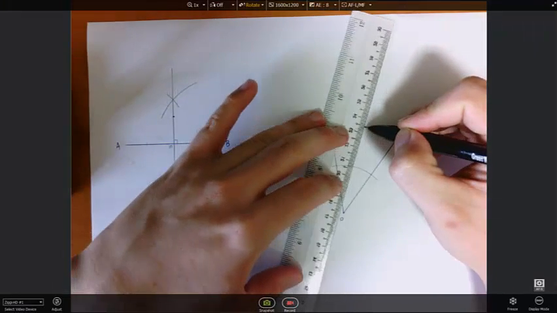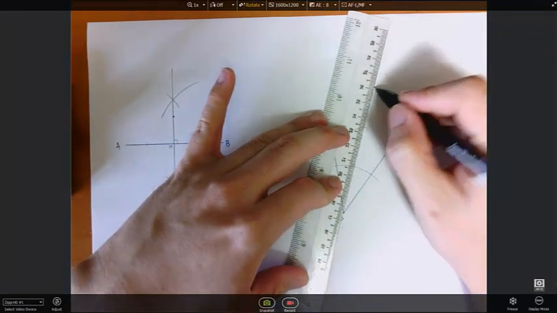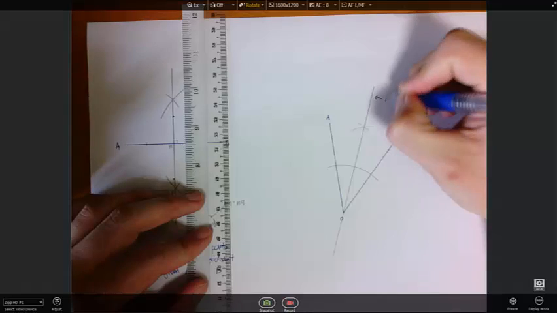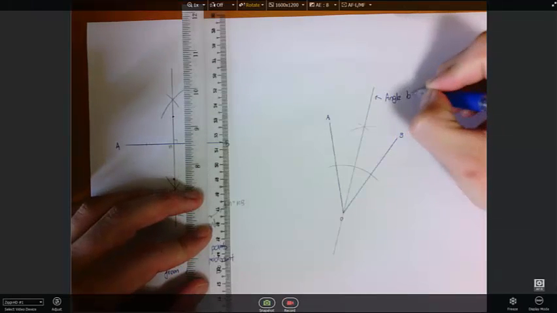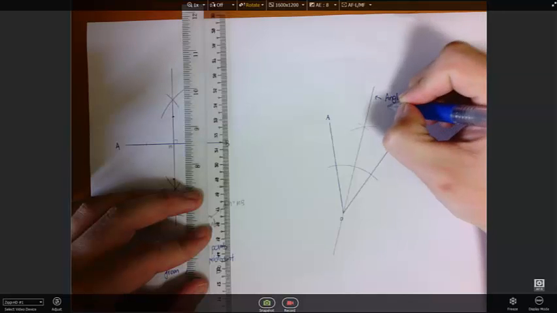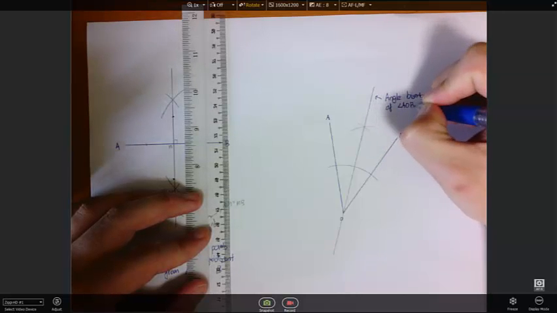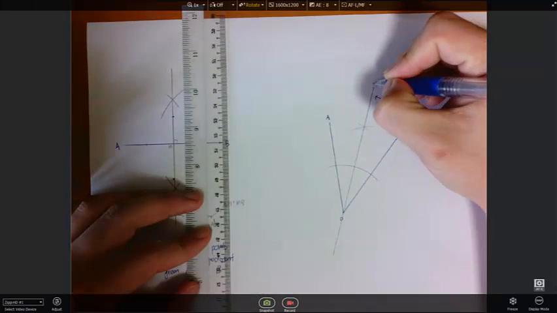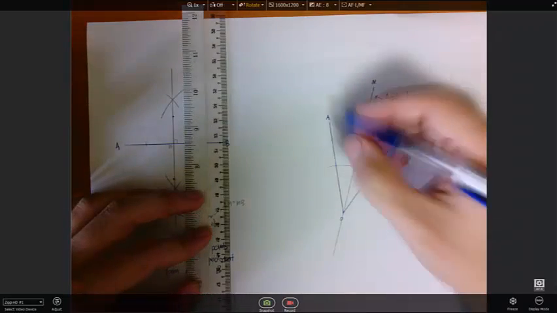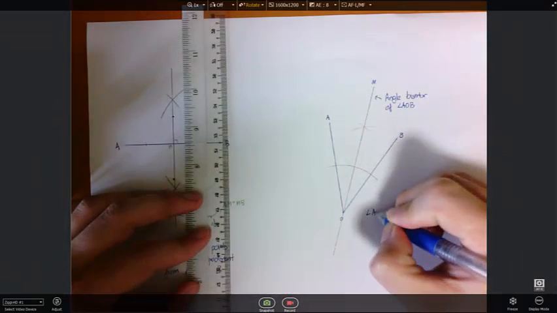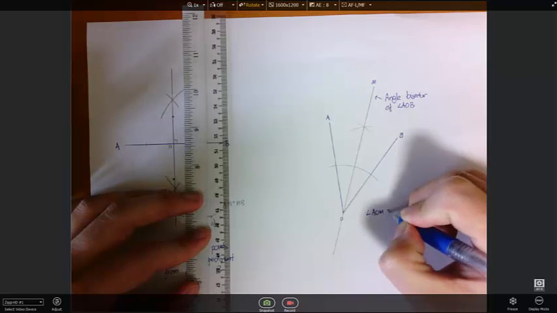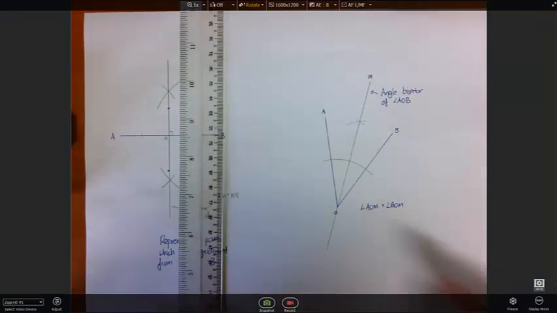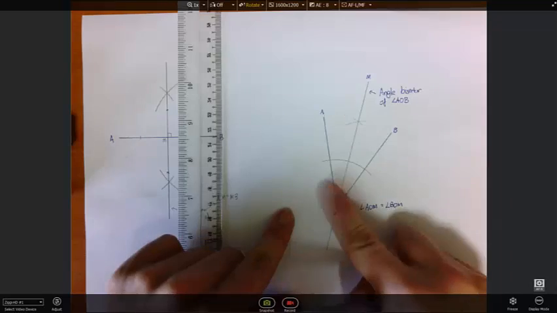Through this point here, through point O as well, we draw. And this line that I've drawn is the angle bisector of angle AOB. Again, bisector means to cut exactly into two. If I call this point maybe M, if you measure with a compasses, you'll find that angle AOM is equal to angle BOM. That's what it means by angle bisector. It cuts the angle AOB exactly into two.